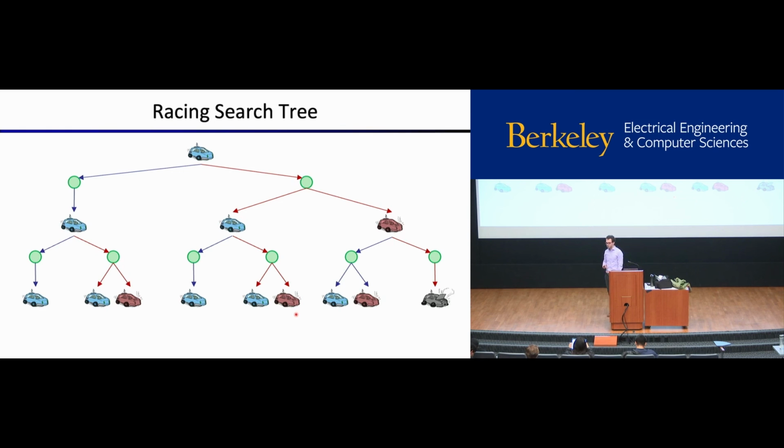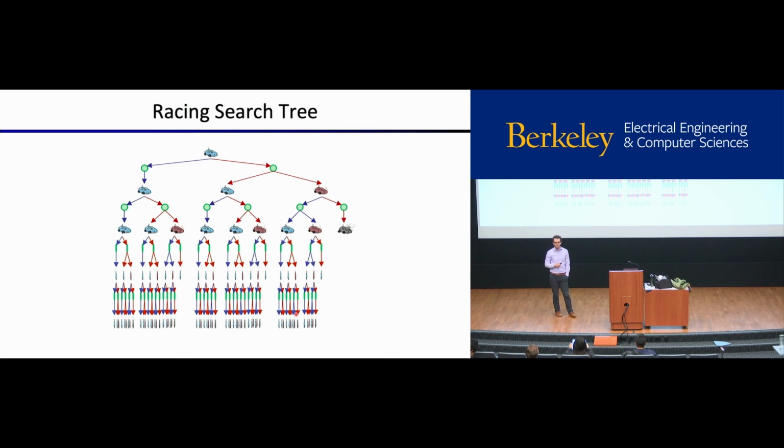The problem, anyone see the problem with this? I think someone already mentioned it, right? This is just an infinitely big tree, right? We could keep taking the actions that don't overheat the vehicle forever, and then we have an infinitely large tree.